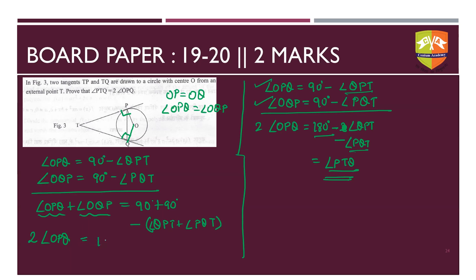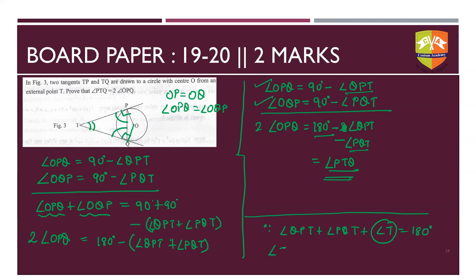Okay. Now, on the right hand side, I have 180 degrees minus angle QPT. So observe QPT. Where is QPT? This. And where is PQT? This. So this you are adding and subtracting from 180 degrees. Don't you think that is nothing but this angle? Since angle QPT plus angle PQT plus angle T is 180 degrees, angle T will be 180 degrees minus (angle QPT plus angle PQT). So instead of this here, I'm writing angle T, and angle T is angle PTQ. Okay, good.